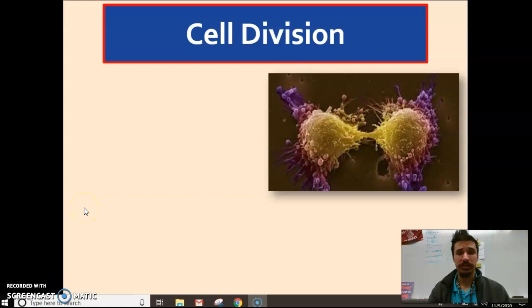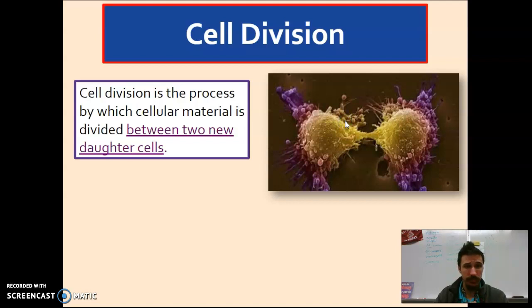All right, so now that we know that cells have to divide, they can't just grow larger and larger, let's look at this actual process of cell division. Here we see an artist's illustration of cell division, not an actual image of cell division. So cell division is just the process by which cellular material is divided between two new cells. And we call these new cells that were once one, daughter cells.